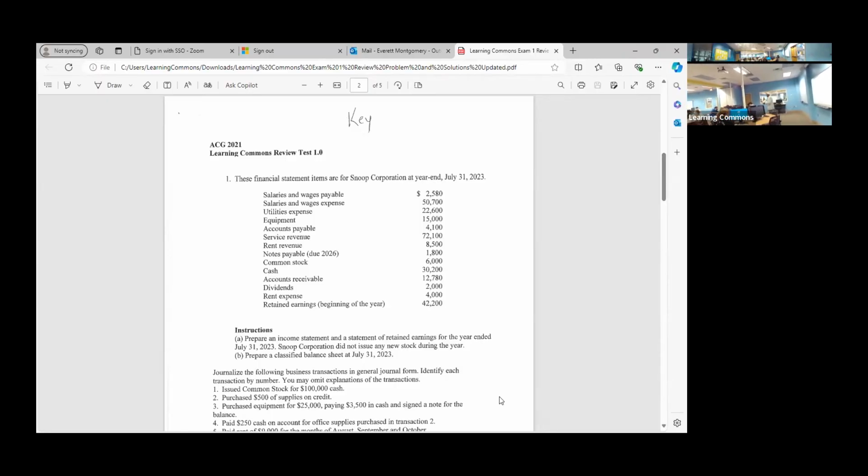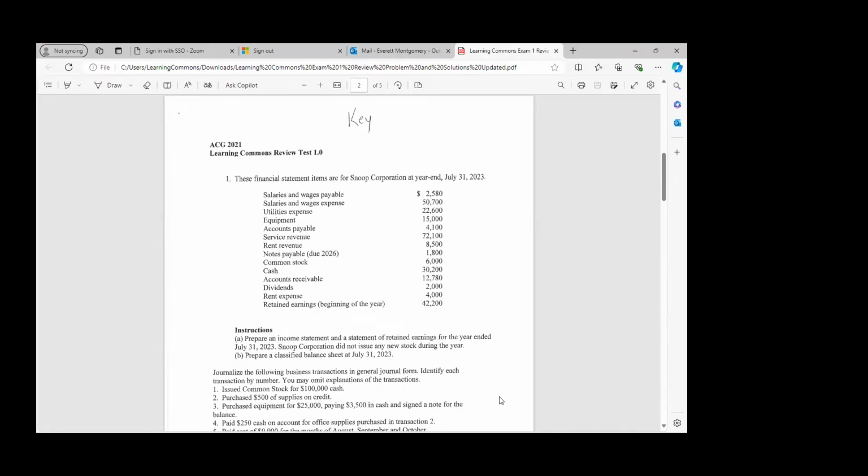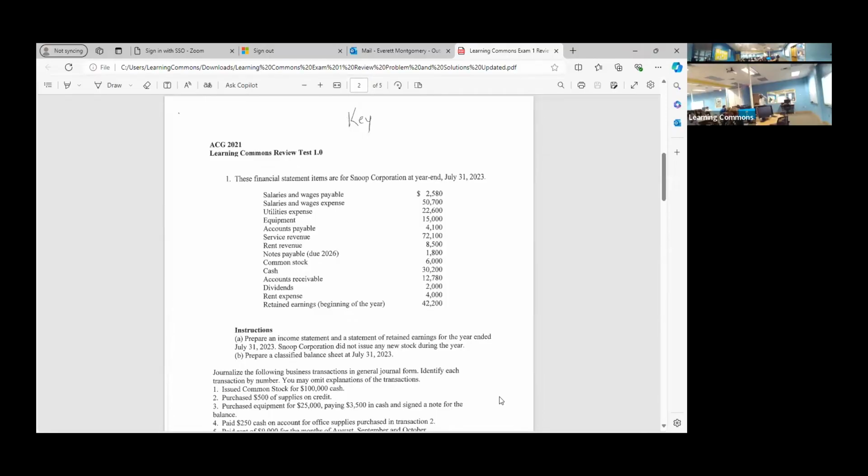What are we looking for? A couple things go into it. We need the beginning retained earnings, the income statement, and dividends. Add net income, and then we subtract the dividends, right? And that's going to give us the ending. I'm going to show you the answer.